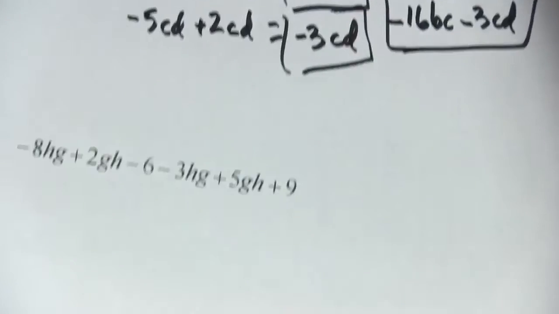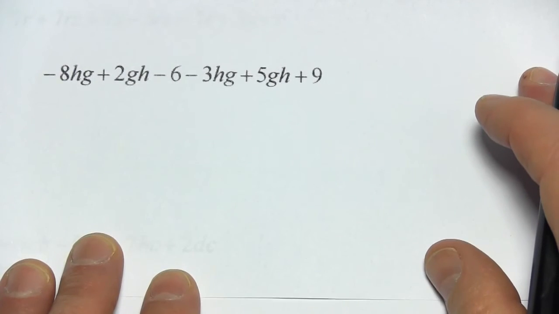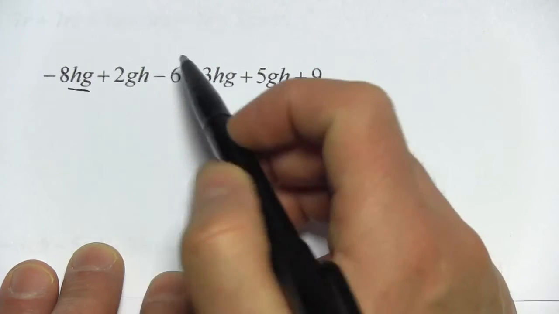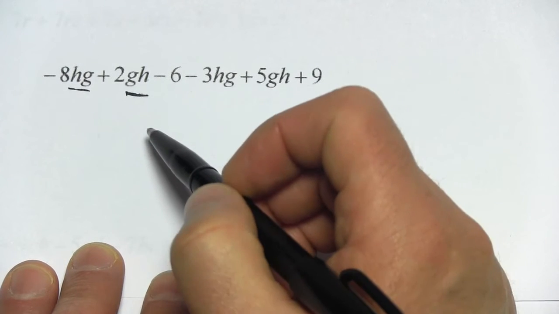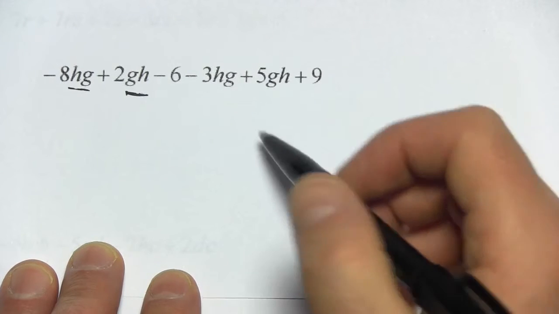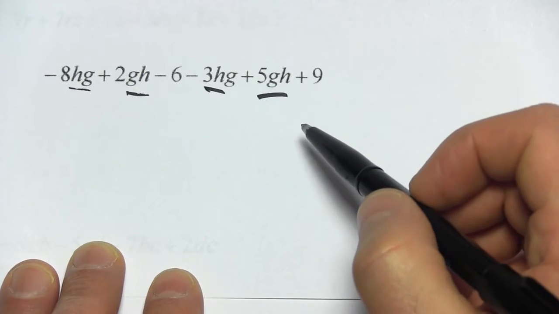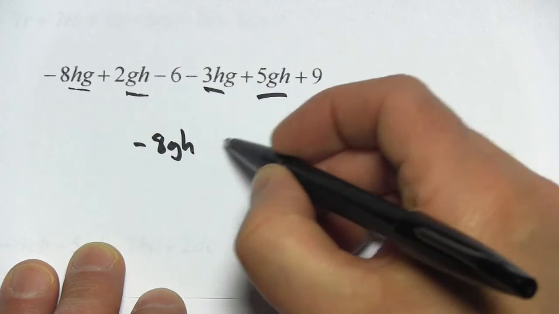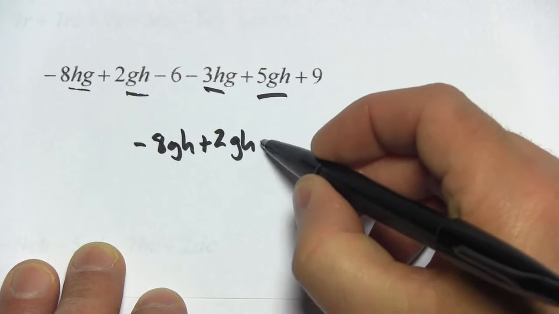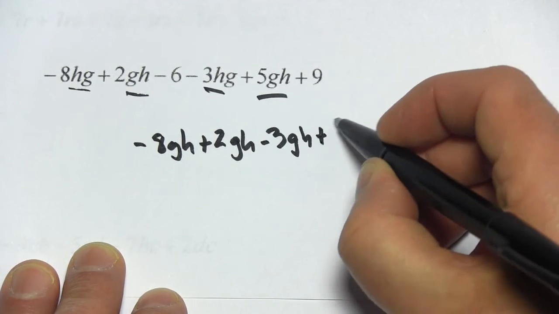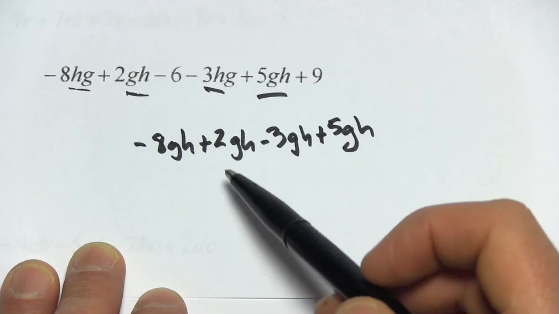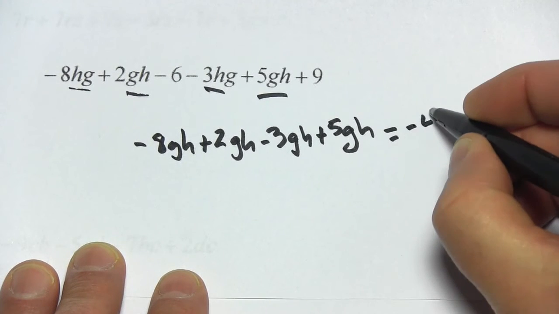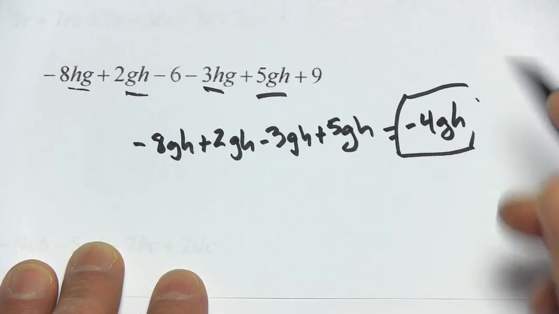All right, one more. So this one, let's see. They're doing that trick again where they change the order of things. Here's hg and here's gh. They both just have g and h. So these are like terms. And, hg, g. Actually, all four of those are the same. They're like terms. So we can add the negative 8, and I'll write this as gh, plus 2gh minus 3gh plus 5gh. So negative 8 plus 2, that'd be negative 6, minus 3 would be negative 9, plus 5. So I think that's a negative 4gh. That was simplified a lot.